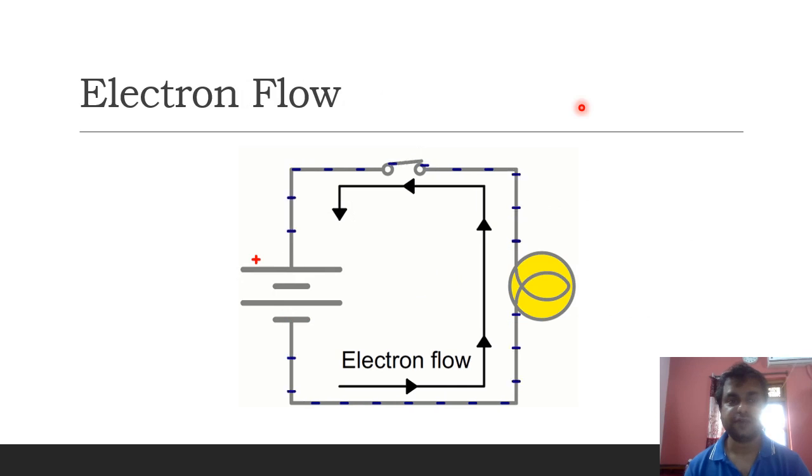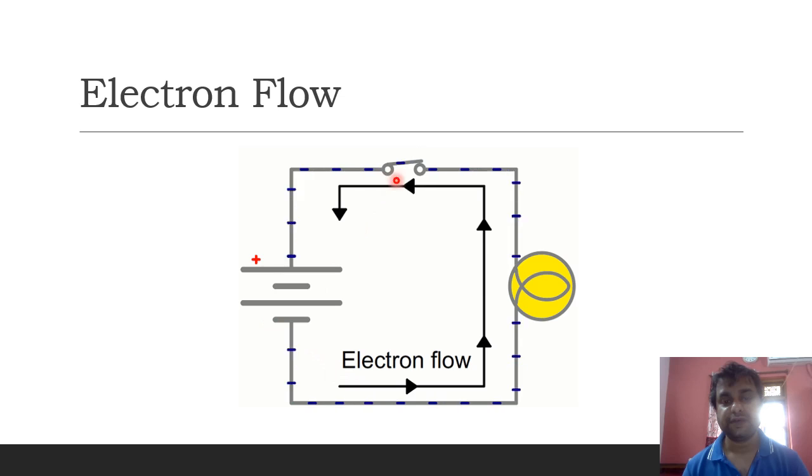Next, the electron flow. We discuss the flow of electrons. The flow of electrons is opposite to the flow of electrical current. In this case, we are shown that the electrons are flowing in this direction, that is the anti-clockwise direction, which means that the electricity will flow from positive to negative, whereas the electrons flow from negative to positive, because the electrons are negative in nature. They have a negative charge.